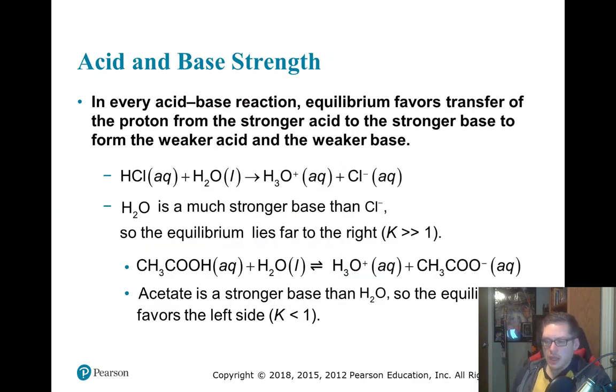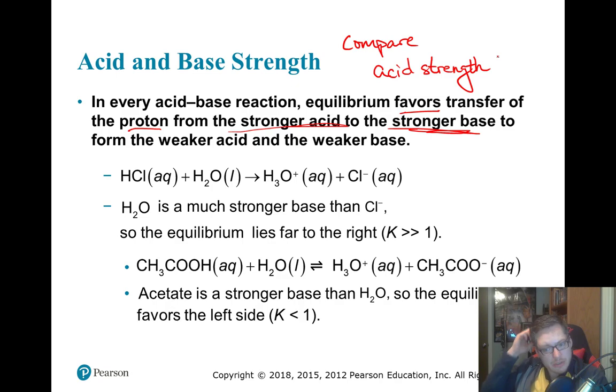In every acid-base reaction, we're going to have to decide which side we favor. It's always going to favor the transfer of the proton from the stronger acid to the stronger base. So in order to figure out which side of the reaction is favored, you need to compare the acid strength. For now, we're just going to do it using that chart, but pretty soon we'll learn a couple other tricks to do it differently without relying on a chart.